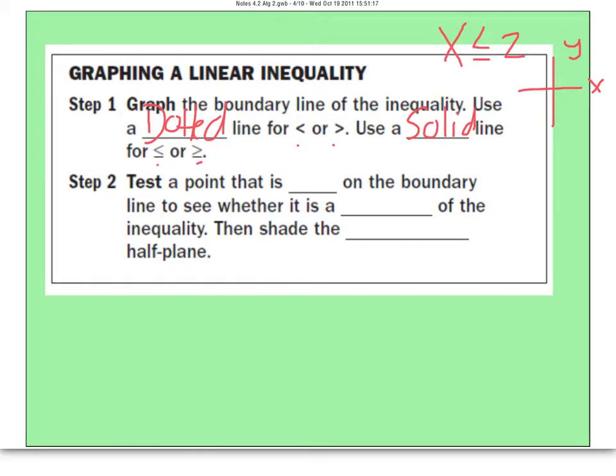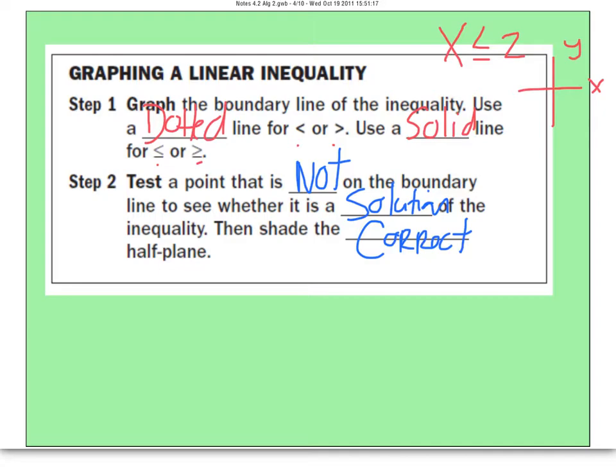Now after you have that line drawn on the XY graph paper, you have to test a point because you have to shade. So what you do is test a point that is not on the boundary line to see whether it is a solution of the inequality. Then shade the correct half plane. Let me just show you what I mean.